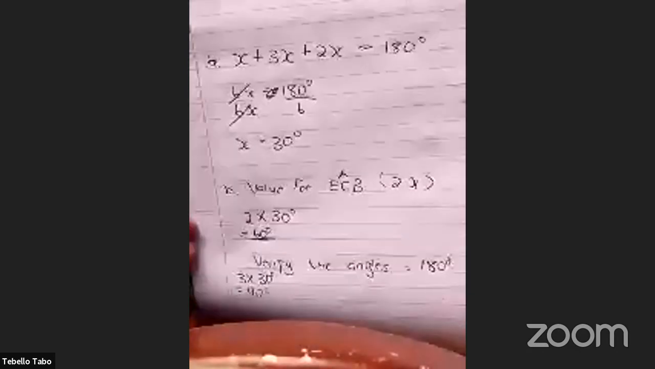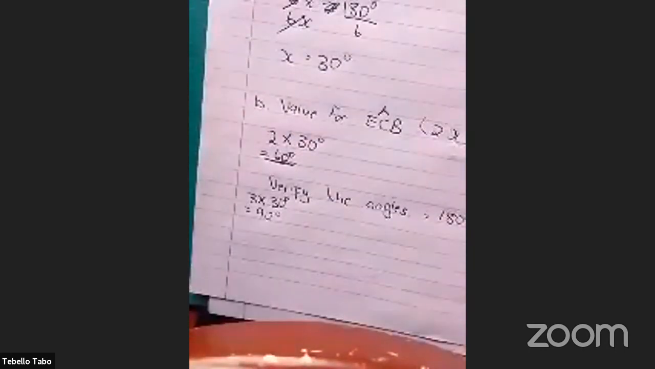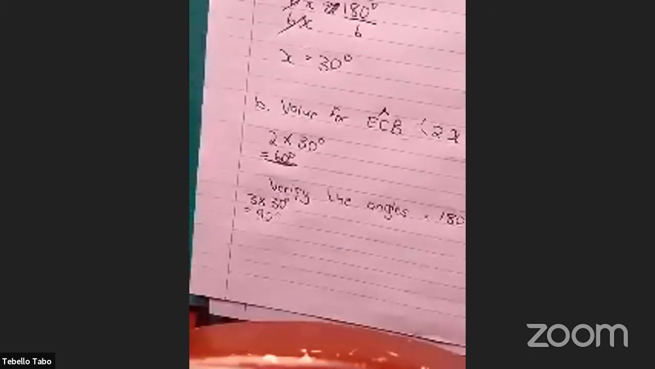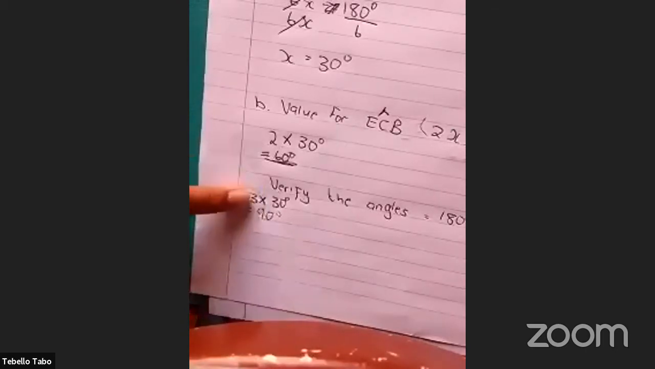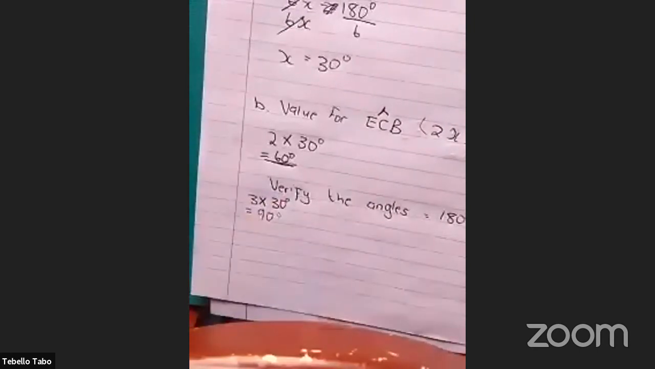Okay, so now let's move on to verify our answer. To verify our answer, we must also find our value for 3x. Our 3x is angle BCE. So since our 3x is angle BCE, we'll say 3 multiplied by 30 degrees equals 90 degrees.